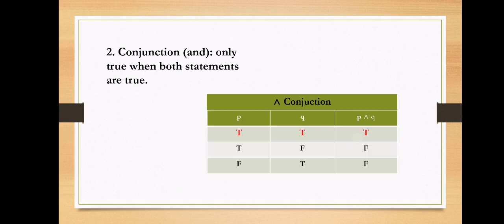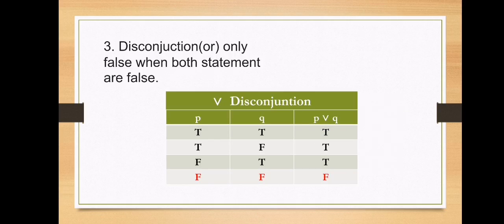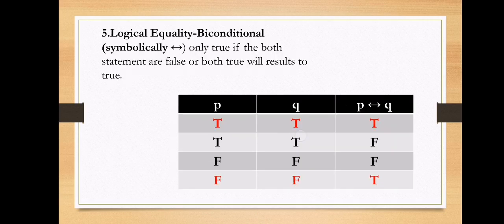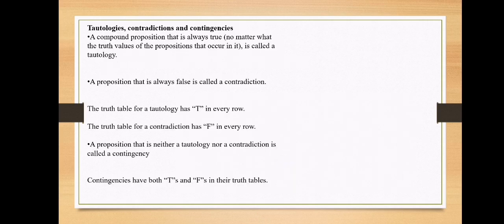So, babalik tayo. Sa conjunction, true and true is true. Sa disjunction, false and false is false. Sa conditional na naman, true and false is equals to false. And logically, true and true is true, and false and false is true.